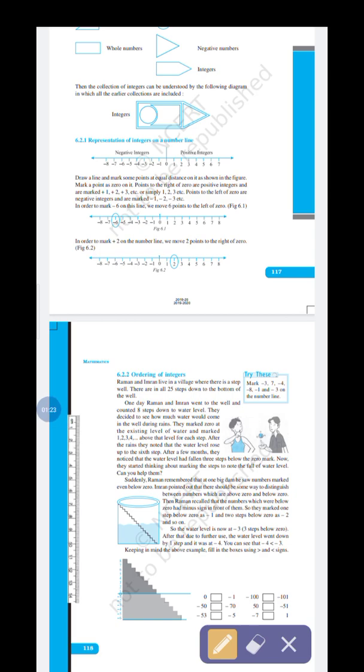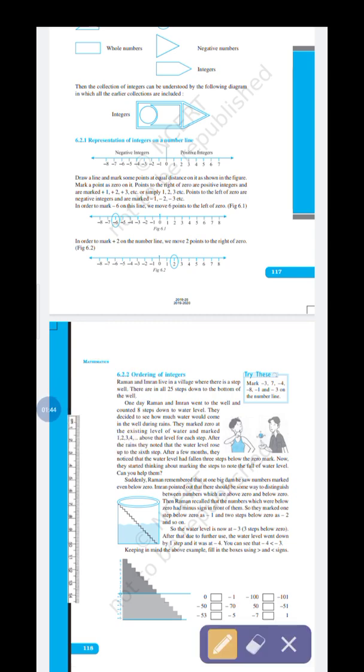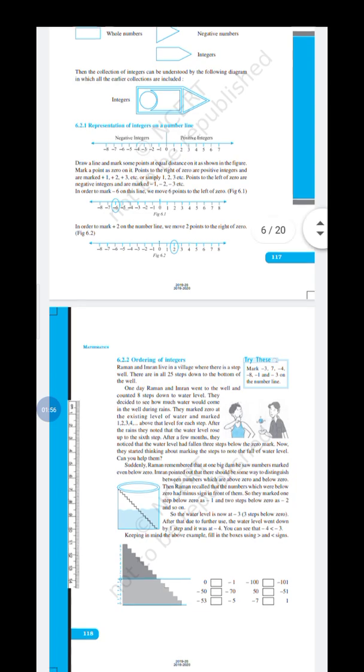If you want to mark the point -6 on the number line, you have to start from 0 and move 6 points to the left of 0. So 1, 2, 3, 4, 5, 6. Similarly, if you want to mark +2 on the number line, start from 0 and move 1, 2 to the right of 0. So you will mark +2.